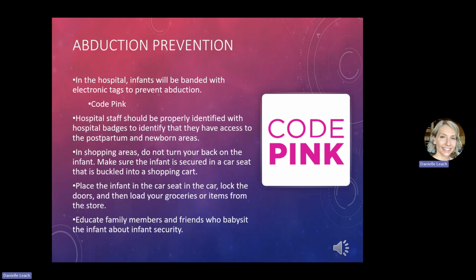For at home, we can educate parents that when they are out shopping, to make sure that they don't turn their back on their infant, and that they are secured in the seat and buckled into the shopping cart. Also, when people are loading their groceries or other bags into their car, make sure they put the infant into their car seat first before they start to load their groceries. We also want to make sure that they are educating anyone who's babysitting their child about abduction prevention as well.